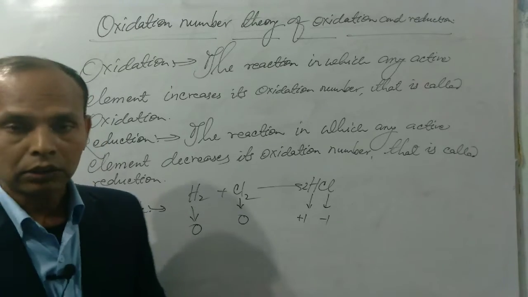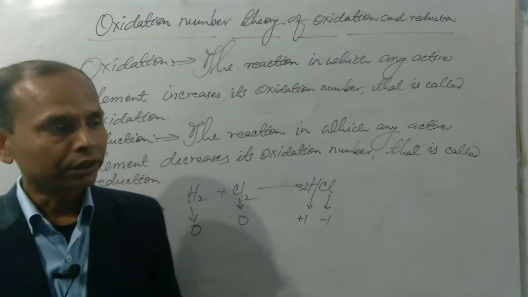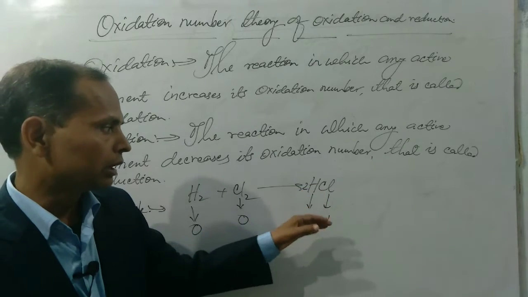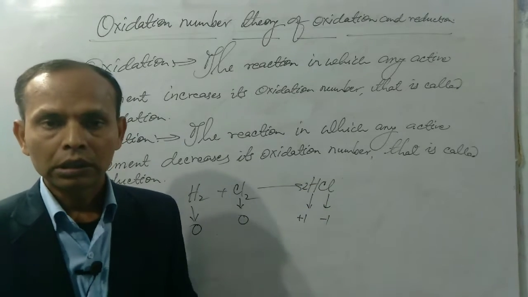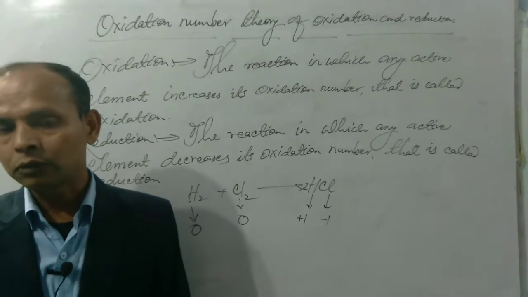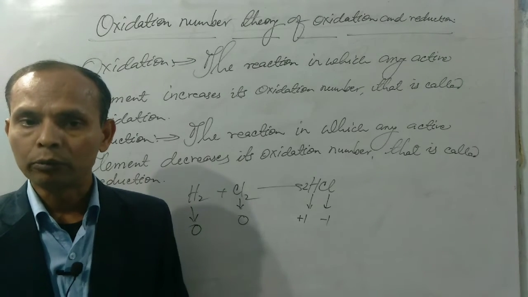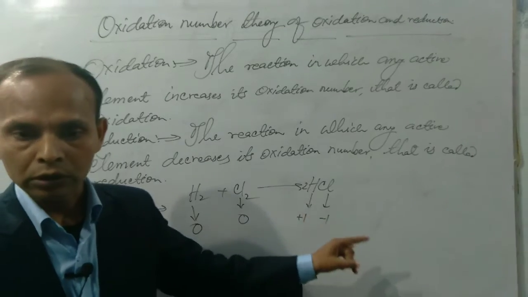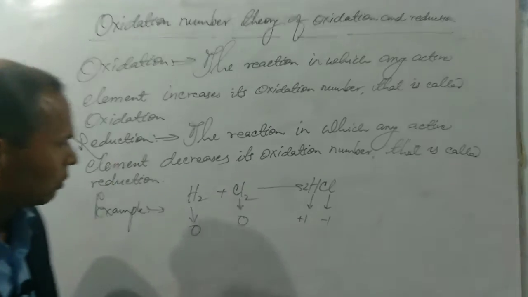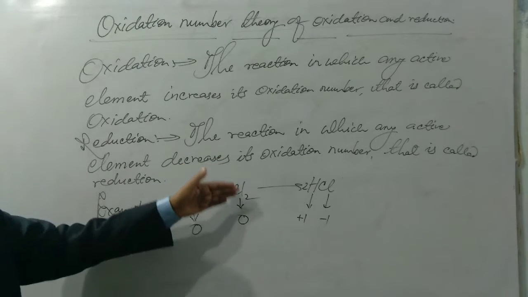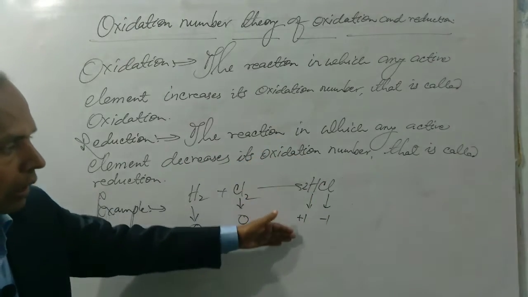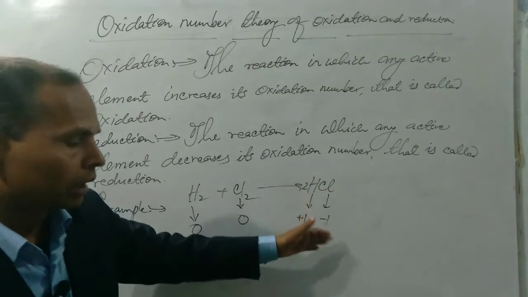So, in case of hydrochloric acid, the oxidation number of hydrogen is +1 and the oxidation number of chlorine is -1, because the sum of the oxidation numbers of all the elements in a molecule is found to be 0. So, +1 and -1 will equal 0. So, the oxidation number of hydrogen is 0, oxidation number of chlorine will be 0. In case of hydrochloric acid, the oxidation number of hydrogen is +1 and oxidation number of chlorine -1.